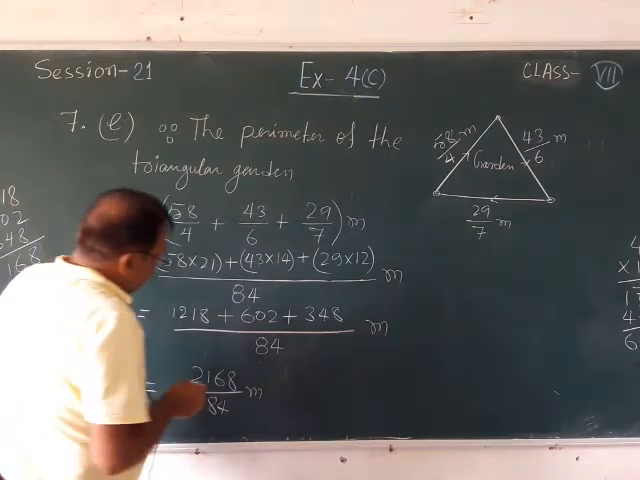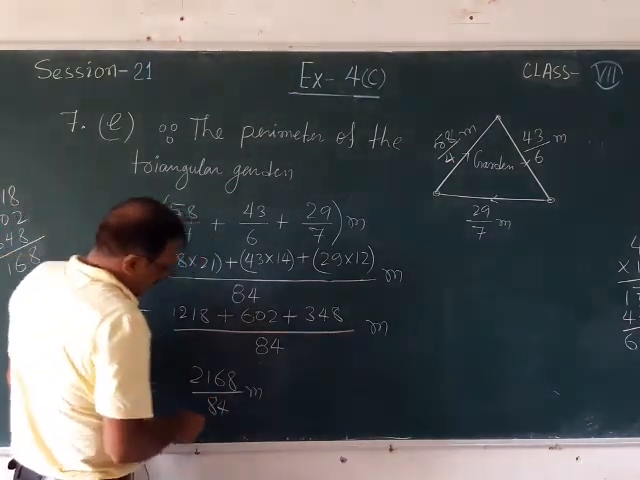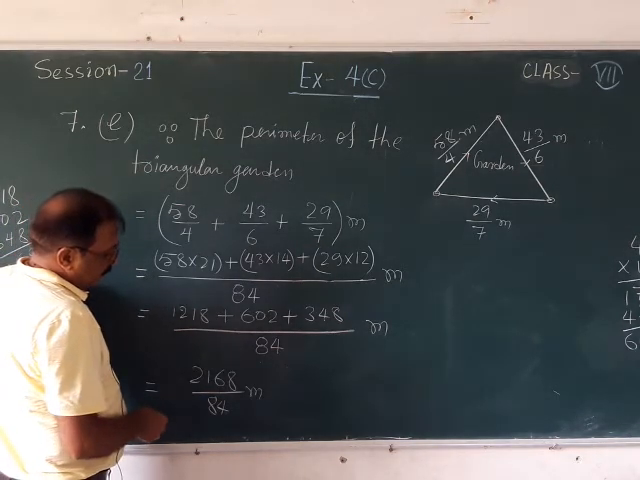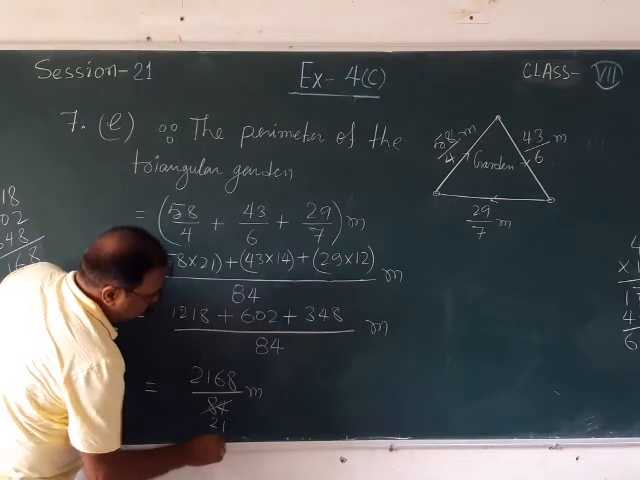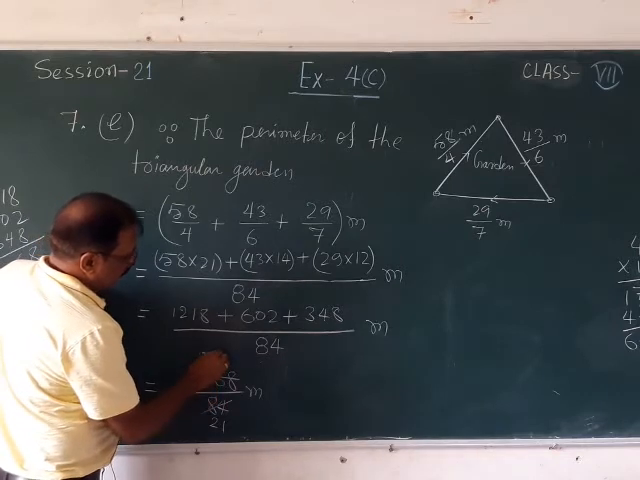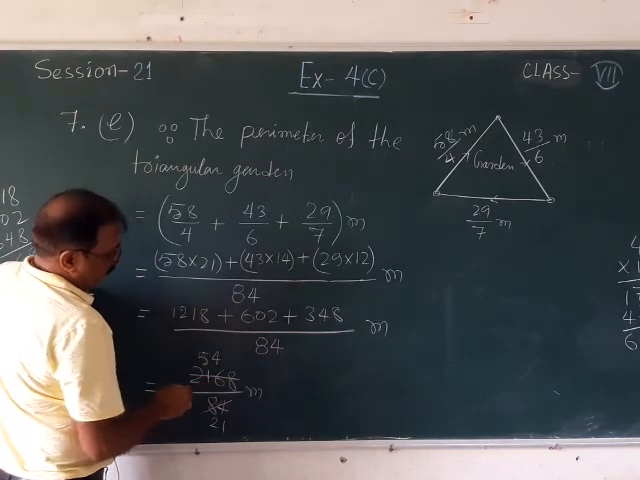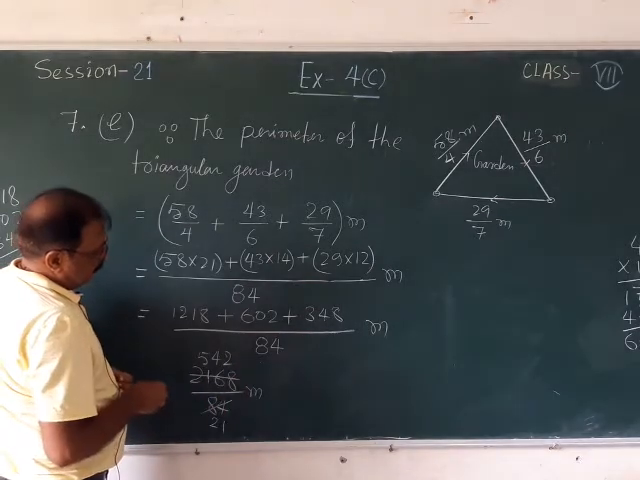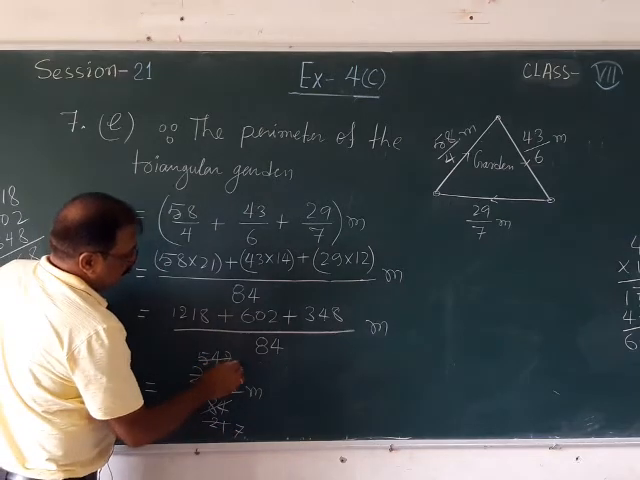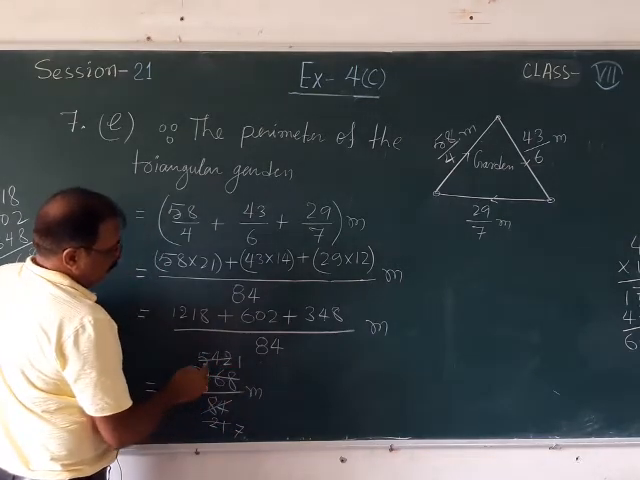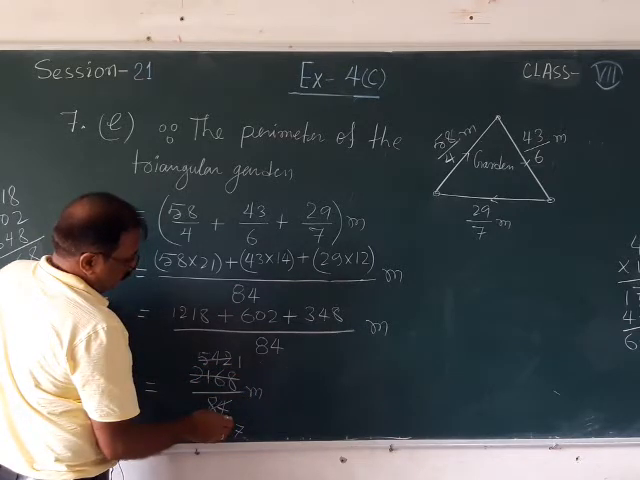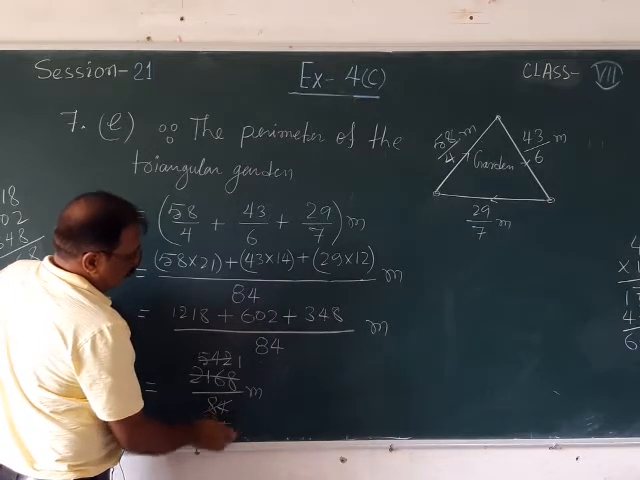Now you can cancel this to take it into its lowest term. By 4 you can cancel this number. 4 2 ja 8, 4 1 ja 4, and by 4, 4 5 ja 20, and then 4 4 ja 16, then 4 2 ja 8. By 3 you can cancel, 3 7 ja 21. By 3 here, 3 1 ja 3, 3 8 ja no. Sorry, 3 cannot cancel it.